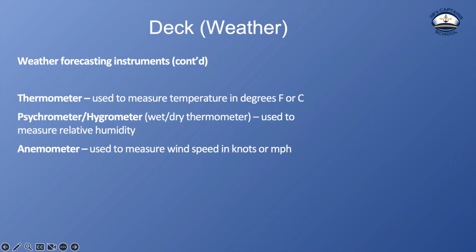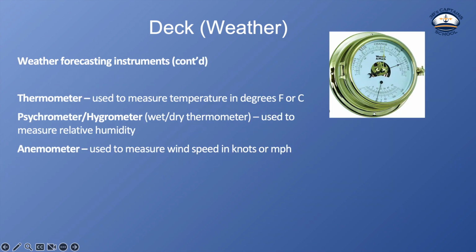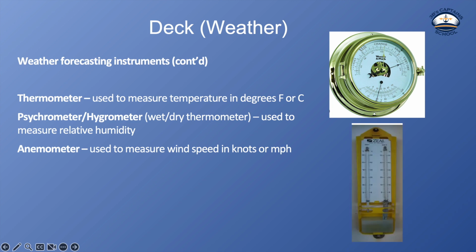So some more instruments for weather forecasting. A thermometer, and this is a picture of a barometer and a thermometer combo. But thermometers are used to measure the temperature, either in degrees Fahrenheit or degrees Celsius. Then we have the hygrometer, which is a wet dry bulb thermometer, and this is used to measure relative humidity.